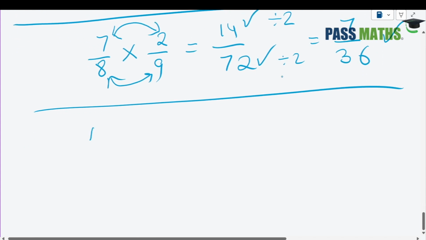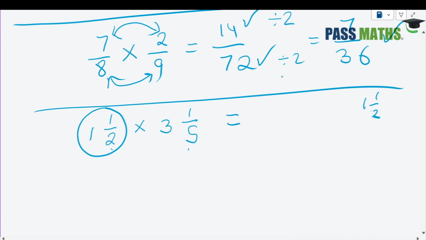Let's now move to mixed numbers. Let's say 1 and 1/2 times 3 and 1/5. There are mixed numbers here. Now you just can't do 1 times 1 and 2 times 5. That will not give you the right answer. So what do you do as a first step? Convert your mixed number into an improper fraction. So 1 and 1/2: 1 times 2 is 2, plus 1 is 3/2. So that's how you change the mixed number into an improper fraction.